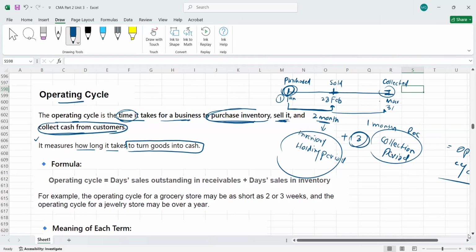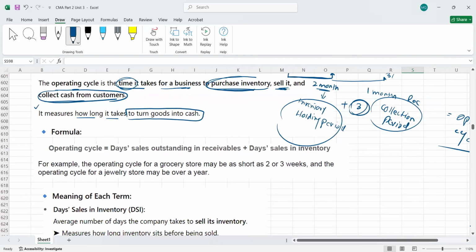I have already told you the formula also, it's just a repetition. Once we calculate the operating cycle, this is the formula: Operating cycle equals days sales outstanding in receivables. Actually, this is the collection period. Collection period is also called days sales outstanding in receivables. Plus, we add days sales in inventory. This is called the inventory holding period.